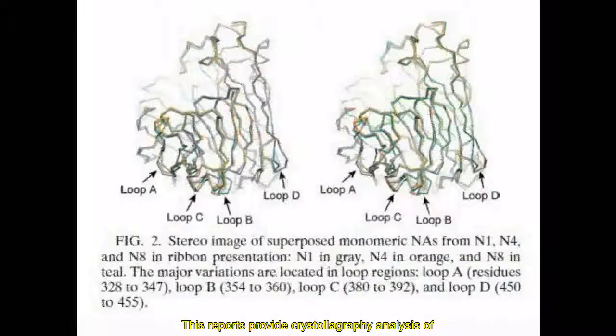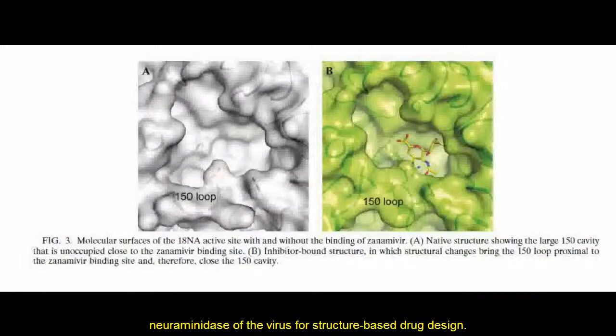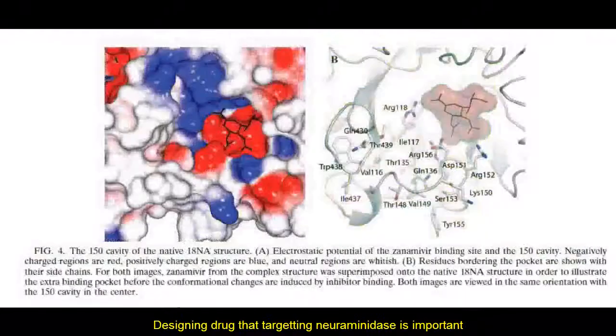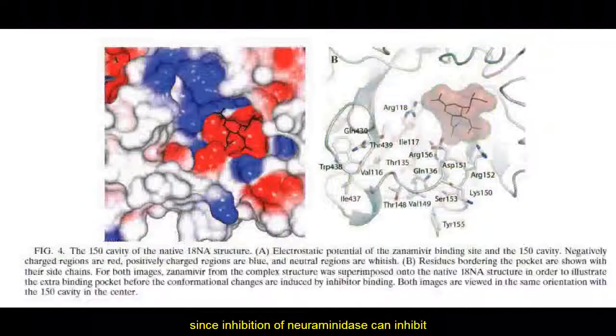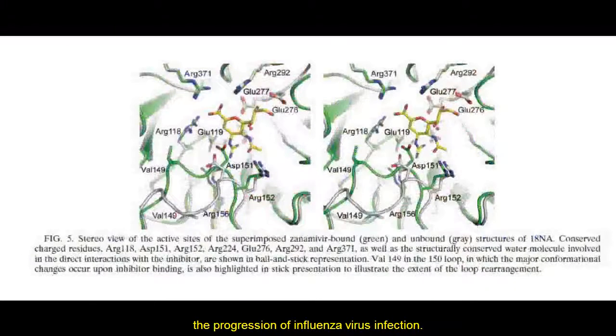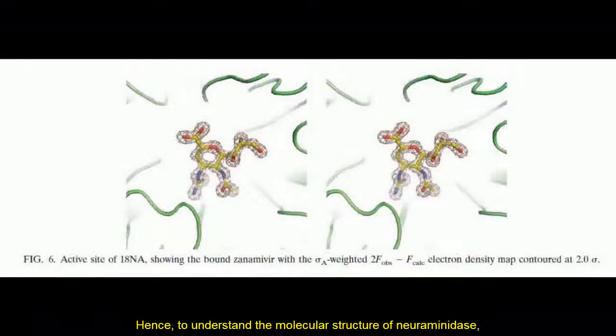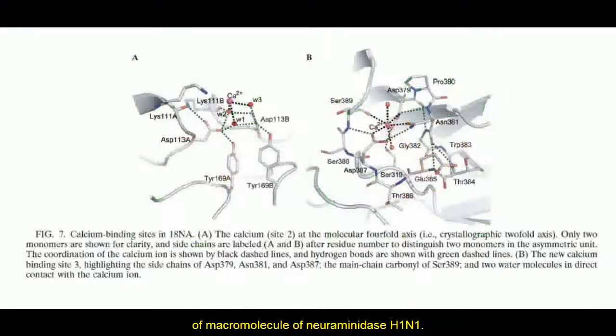This report provides crystallographic analysis of the neuraminidase of the virus for structure-based drug design. Designing a drug that targets neuraminidase is important since inhibition of neuraminidase can inhibit the progression of influenza virus infection. Hence, to understand the molecular structure of neuraminidase, the crystal structure should first be determined for further crystallographic analysis of the macromolecule of neuraminidase H1N1.